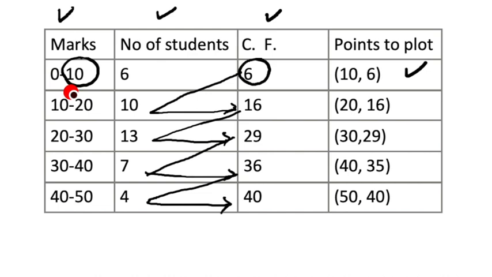So you have on x-axis 10 and y-axis 6, then here it will be 20 and 16, we write like so. Then this is 30 and 29, we write like this. This is 40 and 36. Made a mistake here. Okay, so I corrected it, 36, and then here 50 and 40. So that is our last point.